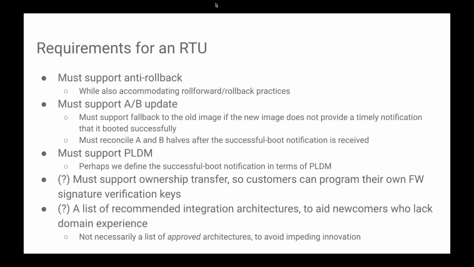AB update for resilience. Make sure that there's always a working copy, even if you're interrupted in the middle of a flash. So if the new image for some reason doesn't boot and doesn't provide some notification that, hey, I'm up, we should fall back to the old image. Ideally, once we have booted the new image, we should reconcile the A and B halves after we've been told that a successful boot has occurred.